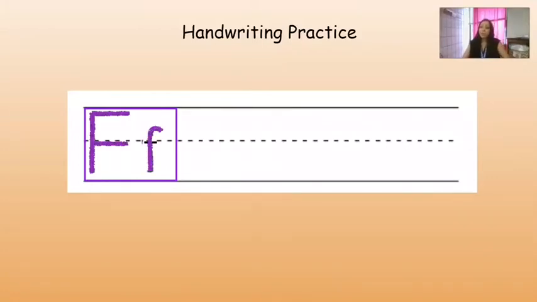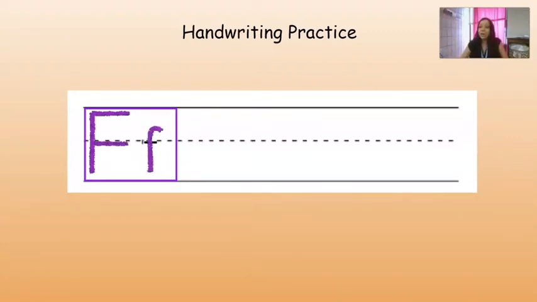So the letter F, when we make a capital letter or an uppercase F, we're going to start at the sky, go to the ground, then hop back to the top and go across. Then we're going to hop to the middle and go across. Are you ready? Start at the sky, go to the ground, hop up and go across, hop to the middle and go across. One more time, ready? Start at the sky, go to the ground, hop up and go across, hop to the middle and go across.